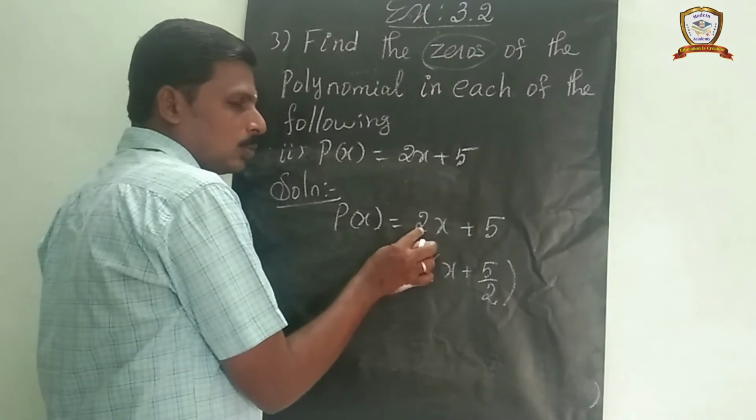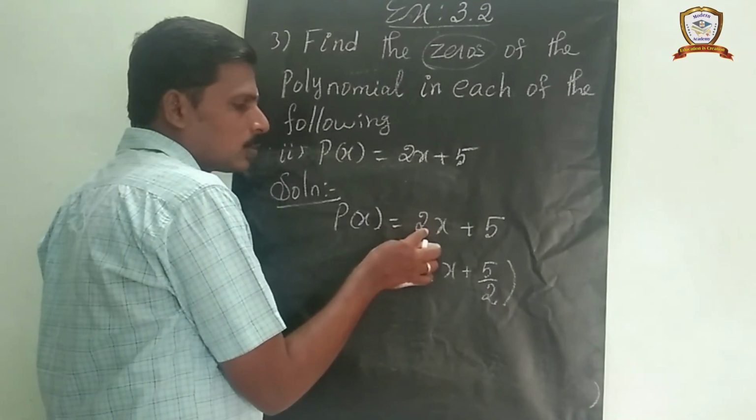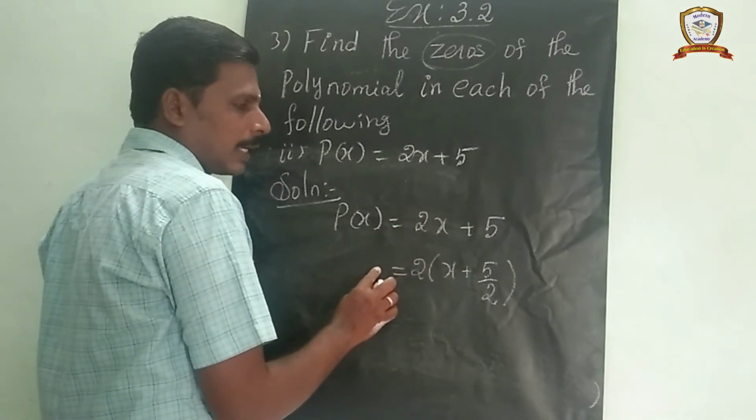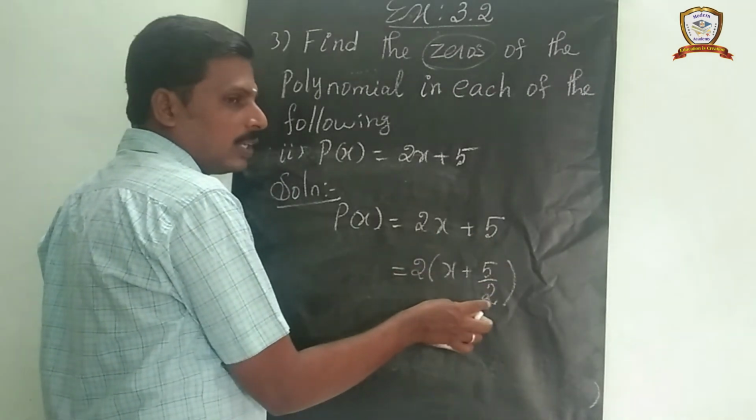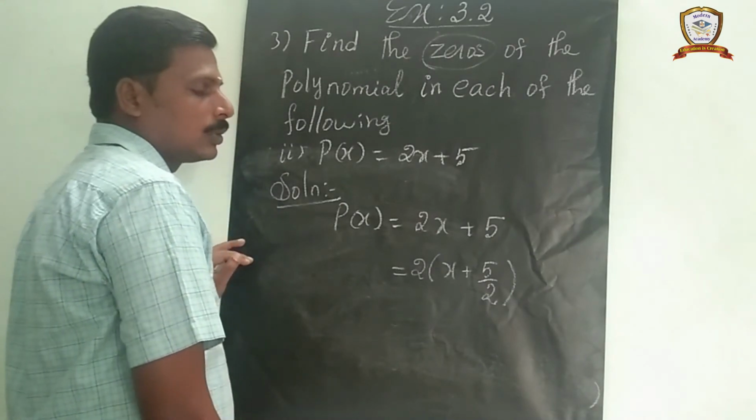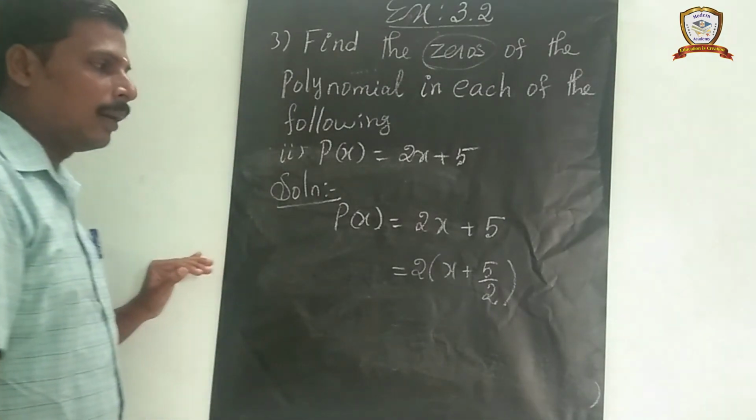So here there is 2 in this place, so we take 2 out of the bracket, but here there is no 2, so the 2 goes to the denominator.